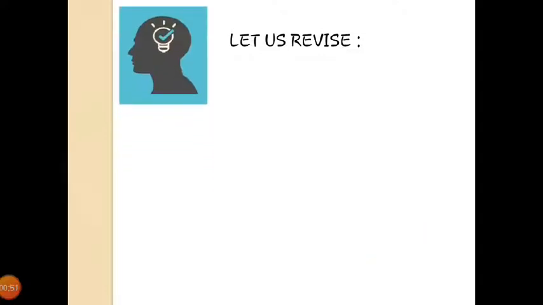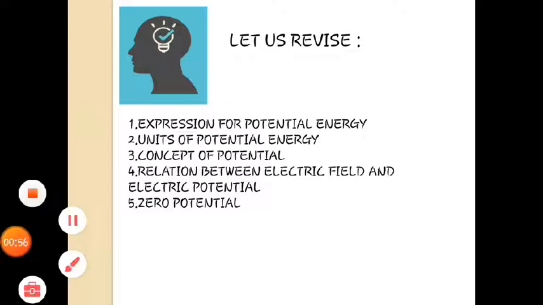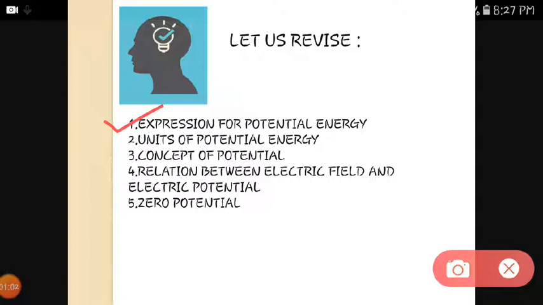Before starting, let us revise what we have done in the previous lecture. We have seen the expression for potential energy, which we derived using a diagram containing a point charge located at some distance. Then we derived the formula as 1 by 4 pi epsilon 0 into q1 q2 by r. That was the potential energy formula, which is denoted by U(r).